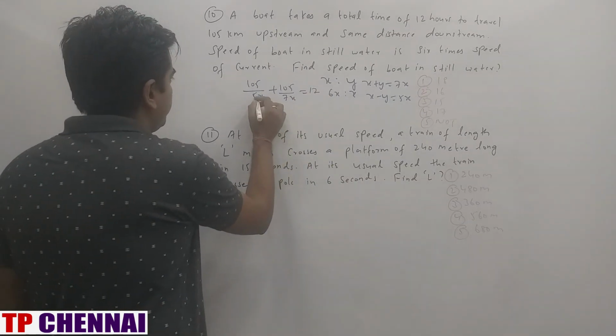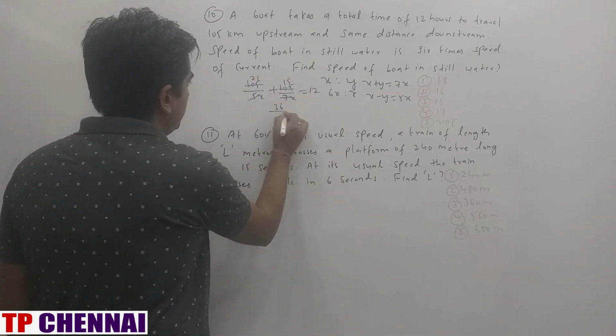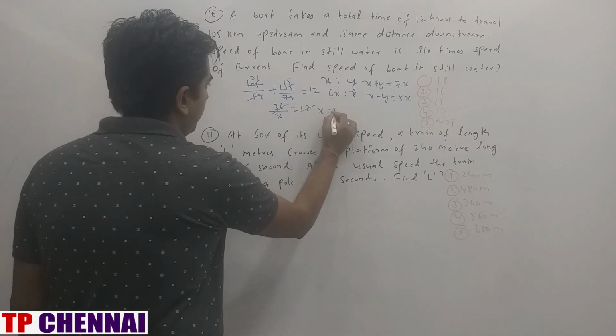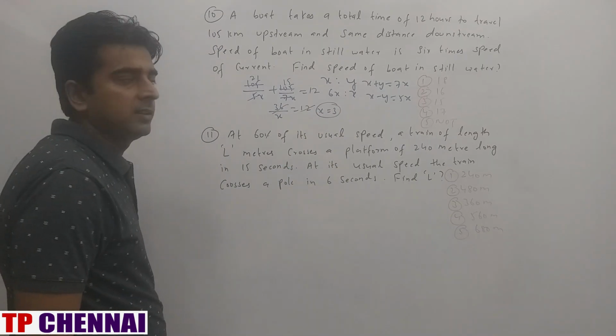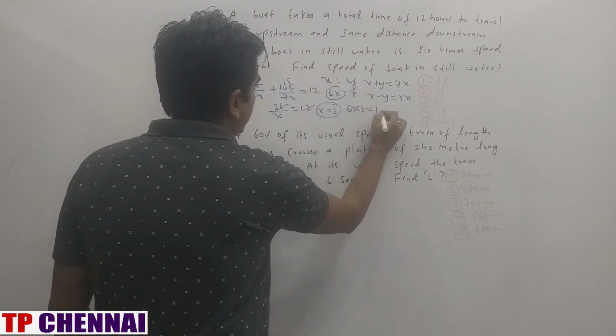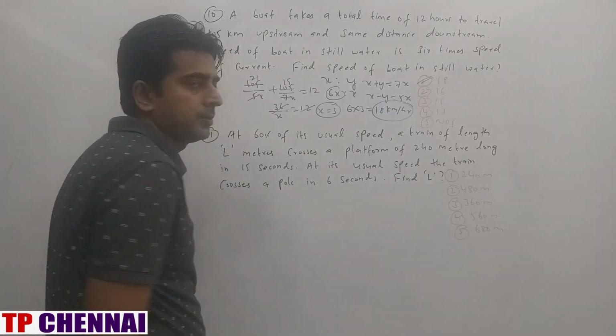So 105 divided by 5x plus the same distance divided by 7x is equal to 12. So this is 21 and this is 15. 36 by x is equal to 12. So x is equal to 3. Now what they are asking: find the speed of the boat in still water, which is 6x. So 6 into 3, 18 km/h, which is nothing but the first option.